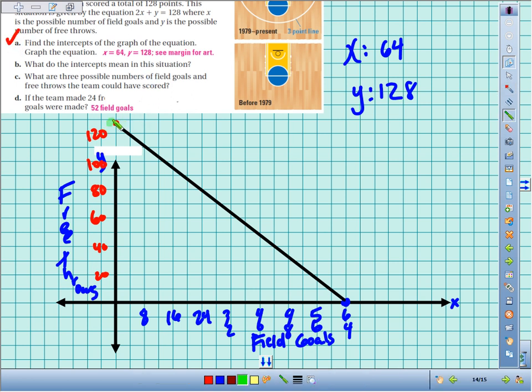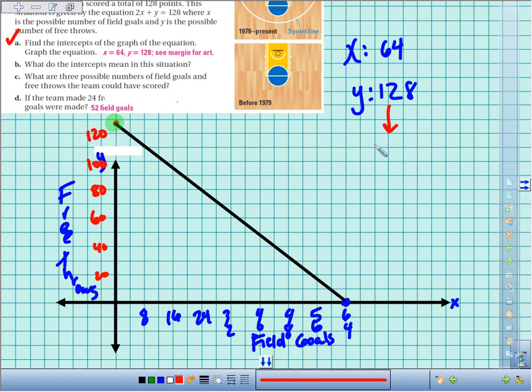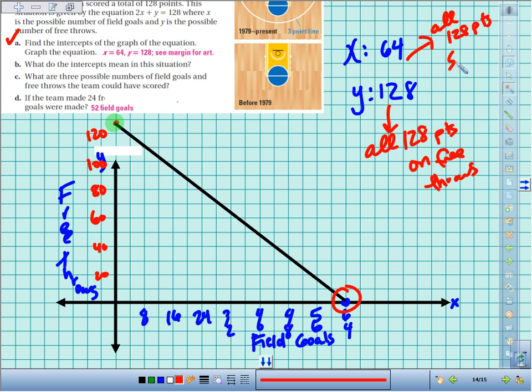Let's focus on the y-intercept first. The y-intercept simply means that we scored all 128 points on free throws. It's kind of like the extreme. I scored no field goals and I scored all my points on free throws. The x-intercept, on the other hand, if you look at that point right there, I scored all my points on field goals and absolutely nothing on free throws. So we could say all 128 points were scored on field goals. We didn't hit any free throws.